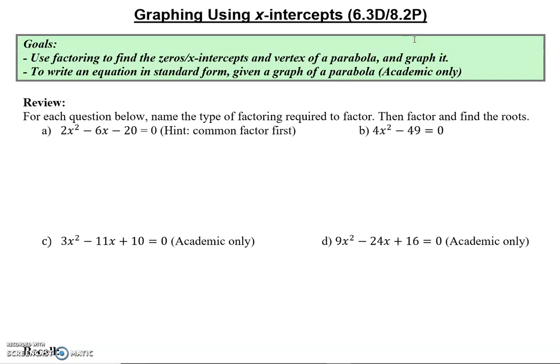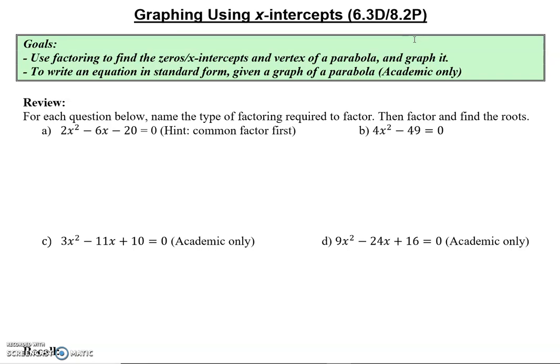As you can see, it's 6.3 in the academic book and 8.2 in the applied book. Our goals for today include using factoring to find the zeros, which are also known as the x-intercepts. And then we're also going to find the vertex of a parabola and then graph it. And then if we're given the graph of a parabola, we want to be able to write an equation in standard form. So a little bit of review first off, and that is this.